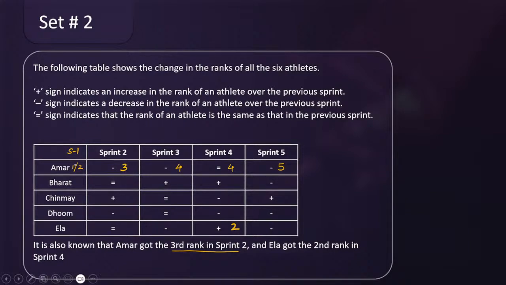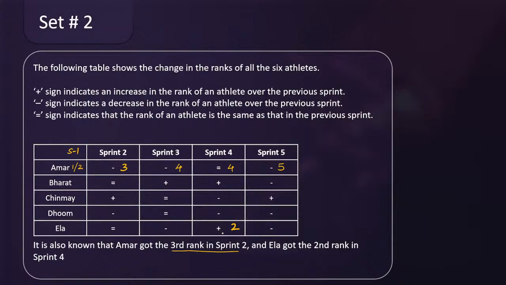Okay, so I have sorted 4 values for Amar. Sprint 2, 3, 4 and 5, these are the 4 ranks. In sprint number 1, it can either be rank 1 or rank number 2. I hope I am clear with everyone. Okay, alright, समझ में आया?